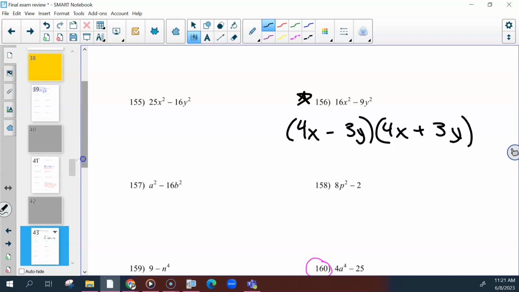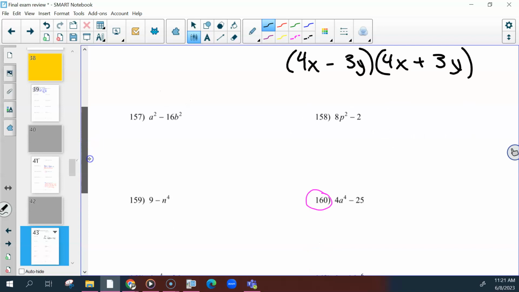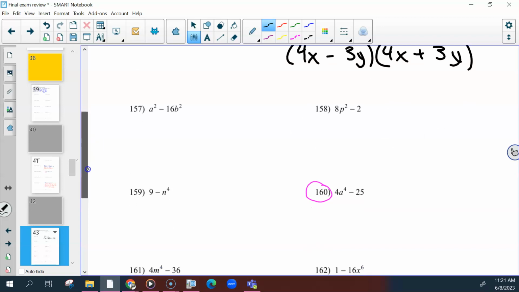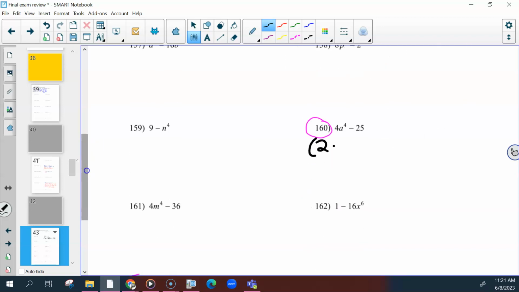Do we have any other questions on this page? For example, like 160 would be 2a squared minus 5, and the other one, 2a squared plus 5. Correct. Gotcha.